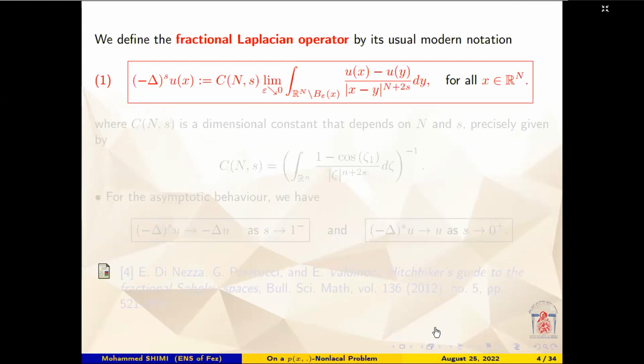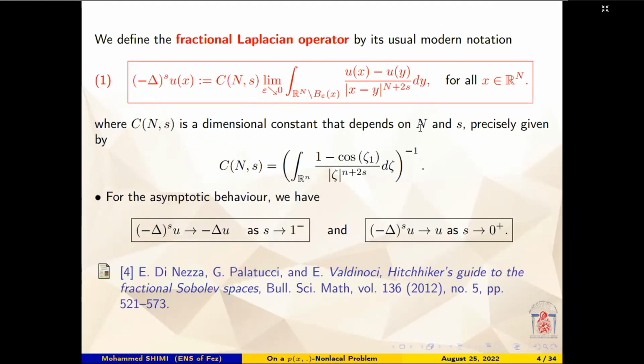So we define the fractional Laplacian operator by its usual notation given by the formula. It is the most famous operator in the family of non-local operators, where C(n,s) is a dimensional constant that depends on n and s. Precisely, it is given by this expression. For asymptotic behavior, we have that the fractional Laplacian operator tends to the classic Laplacian when s tends to 1 minus, and it tends to the identity when s tends to 0 plus.